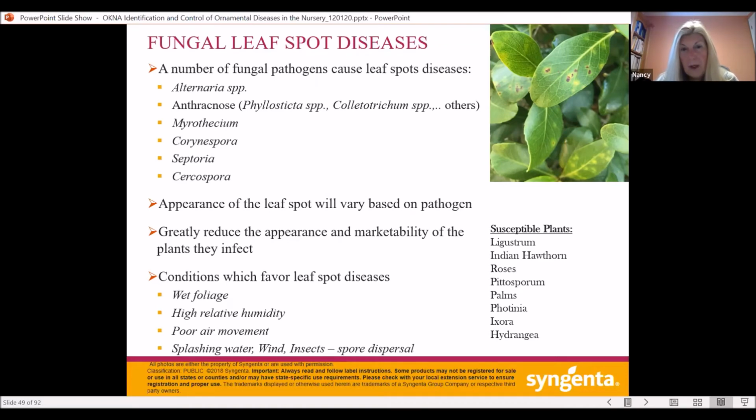Poor air movement. So we tend to see these from dew from changes in temperature from daytime to nighttime. The dew that's left on the foliage is enough to allow these pathogens to germinate and penetrate and start causing problems. So anything you can do to eliminate the wet foliage, water early in the day, provide some good spacing, especially if you're in a greenhouse or even if you're out in the field. Good spacing lets that air go around so the foliage will dry a little bit faster.